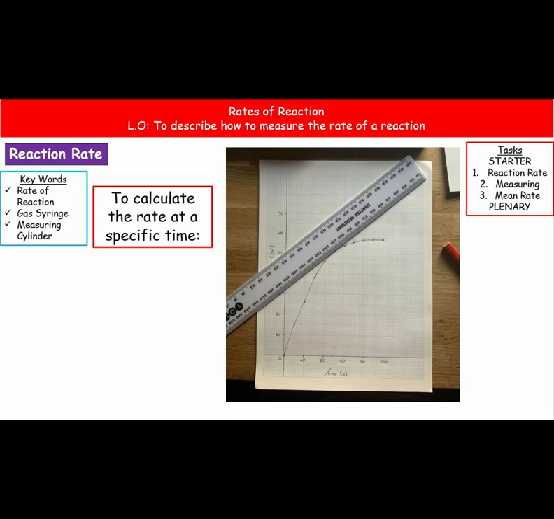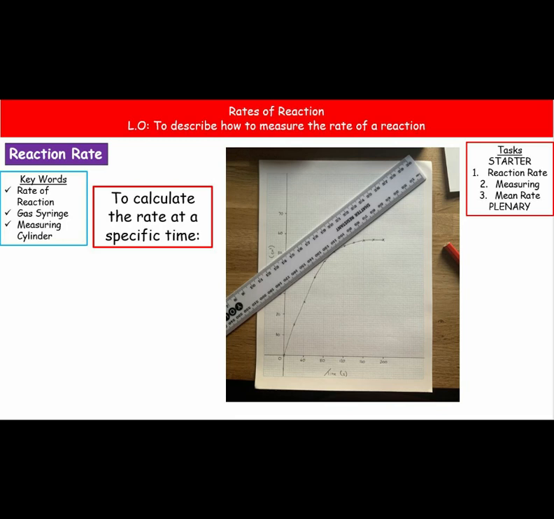What we need to do is draw a tangent to the curve. Now, this is something you may have done in maths, you may not, so we're going to go through it one step at a time. So I'd suggest that as we go through this one step at a time, you just jot down in your own words how to do this.